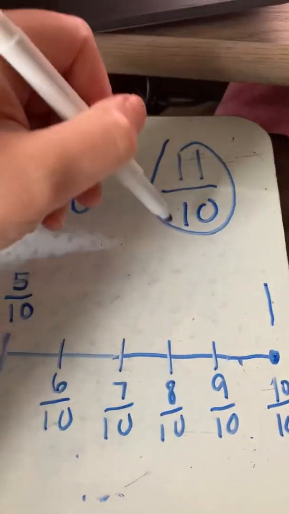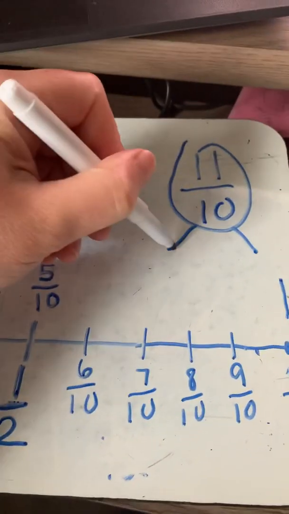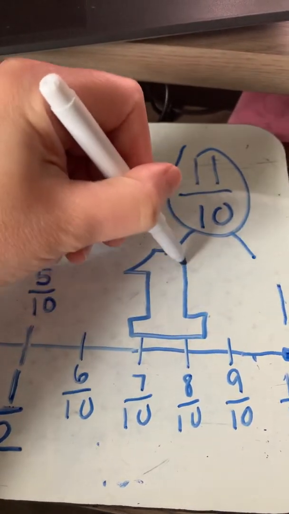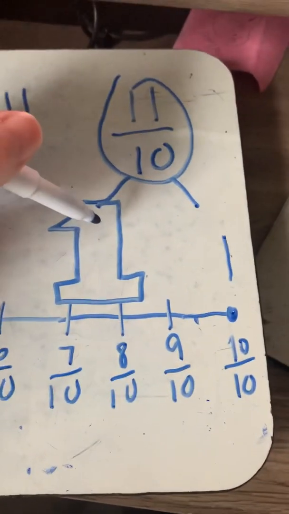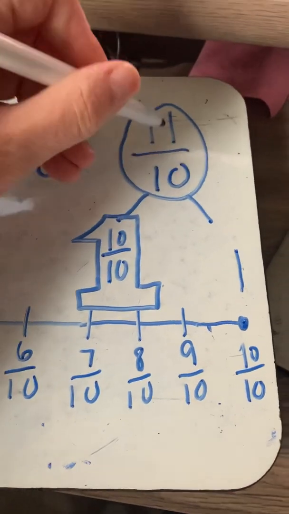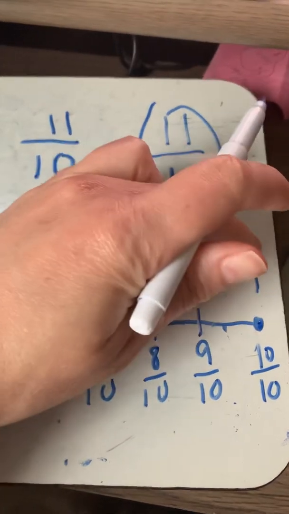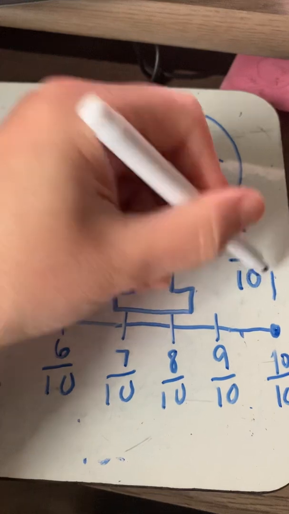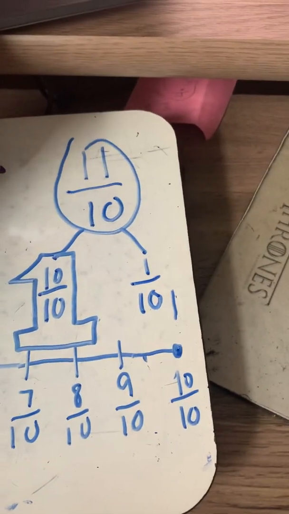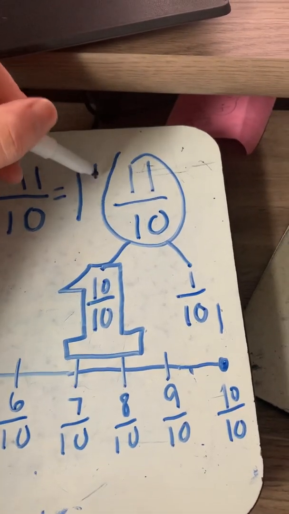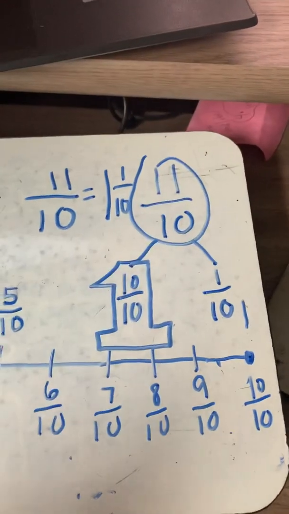I can do a number bond. And if I'm going to pull out that 1 and then figure out what I have left over, well, if I pull out the 1, we know the 1 is 10/10. So here's my 10/10 as my 1. And if I have 11/10 and I just pulled out 10 of those tenths, how much do I have left over? I have 1/10 left over. So my answer written in mixed number form, 11/10 is equal to 1 and 1/10 as a mixed number.